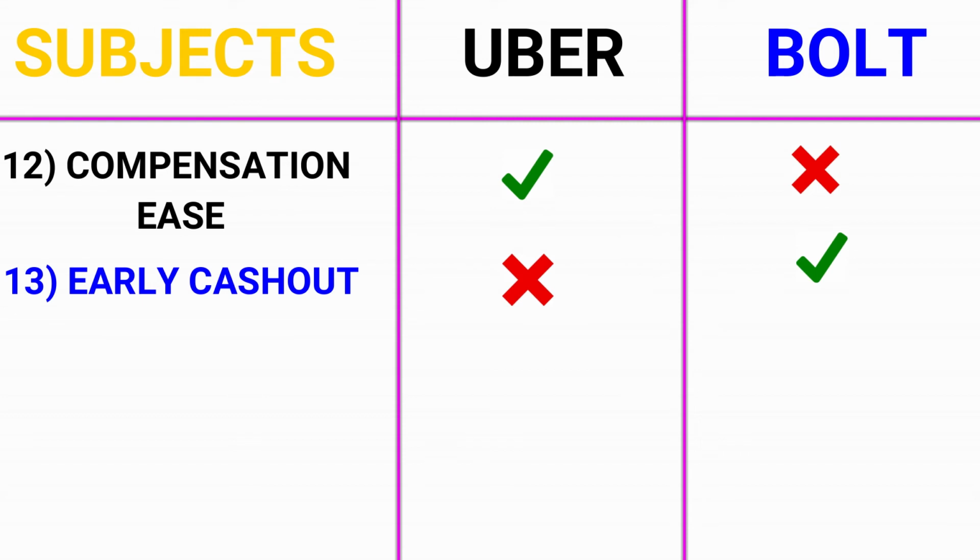Okay. However, Uber does not have the button or the option for early cash out. They only have an automatic cash out that happens also on a Monday. Okay, so both of them have it for a Monday, but only Bolt has an early cash out button. And yeah, I think that's definitely an advantage.